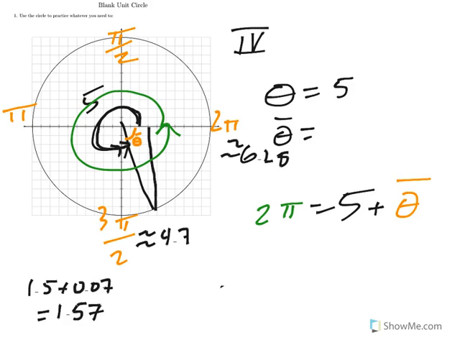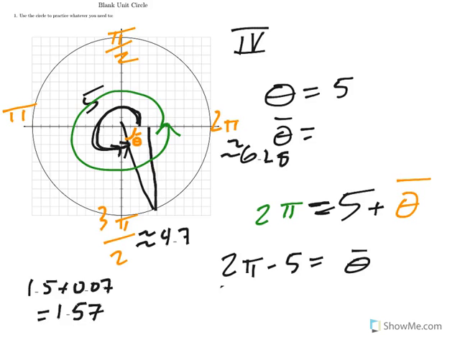But that looks like a variable. This looks like a constant. This looks like a constant. That looks like a variable. Solve this equation by just subtracting 5. And let's make that look a little bit better. 2 pi equals 5 plus theta bar. Take away 5 from both sides, and I've got 2 pi take away 5 is the reference angle.